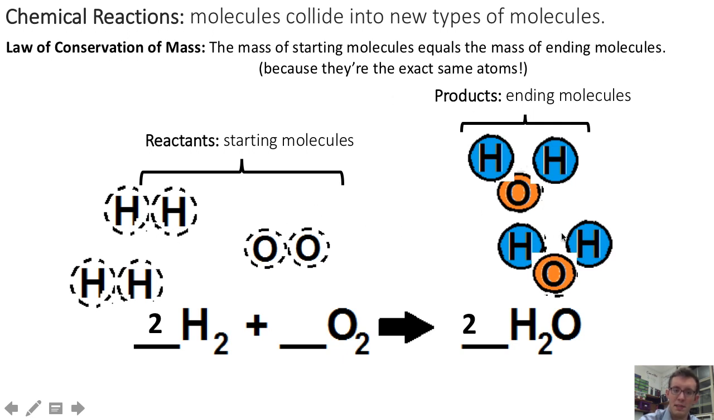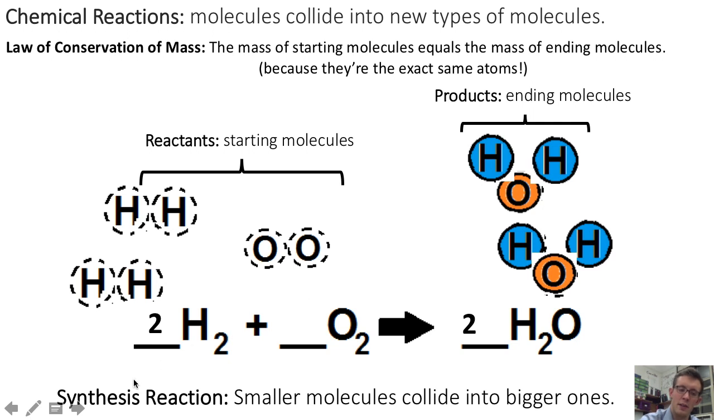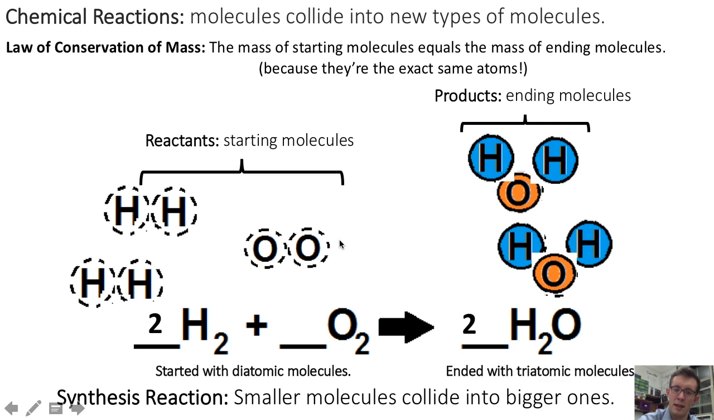Now there's several types of chemical reactions. This one that we just saw is called a synthesis or a combination reaction because these smaller molecules are synthesizing into larger molecules. We started out with diatomic molecules, and we ended up with larger triatomic molecules.